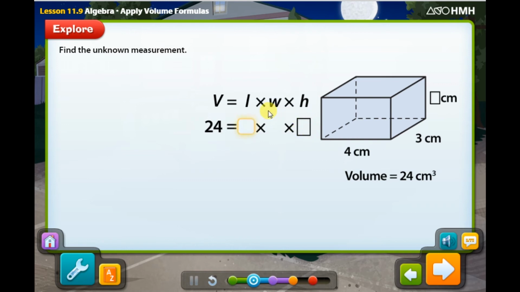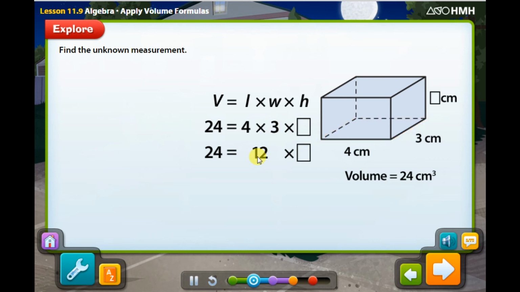Now, just fill in the formula. First, V is given, equal to 24. L is known, which is equal to 4. The width is also known, which is equal to 3. The length is 4 centimeters. What is the width? The width is 3. The width is 3 centimeters. What's 4 times 3? 4 times 3 is 12.